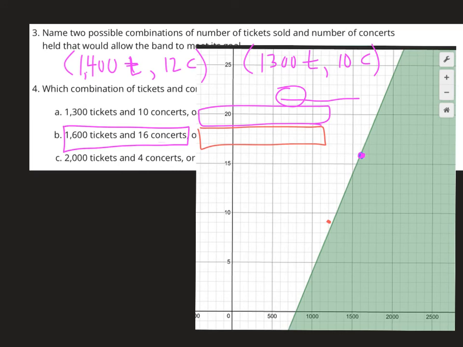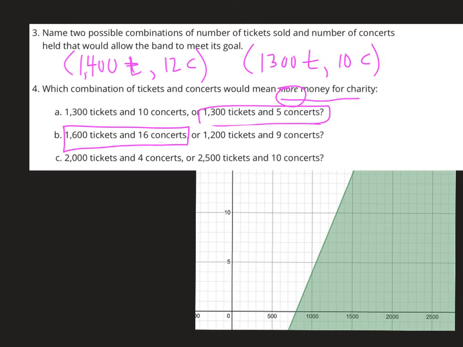Well, I'm looking at the graph location, so I color-coded this. The purple spot is the 16 concerts and 1,600 tickets. The red dot represents the 1,200 tickets and 9 concerts. First off, this is not even in our solution set, which means it didn't even yield us $20,000, whereas this one's right on the line, which means that we yielded $20,000. So I don't even need to do the math. I know that the 1,600 tickets and 16 concerts is the winner there.